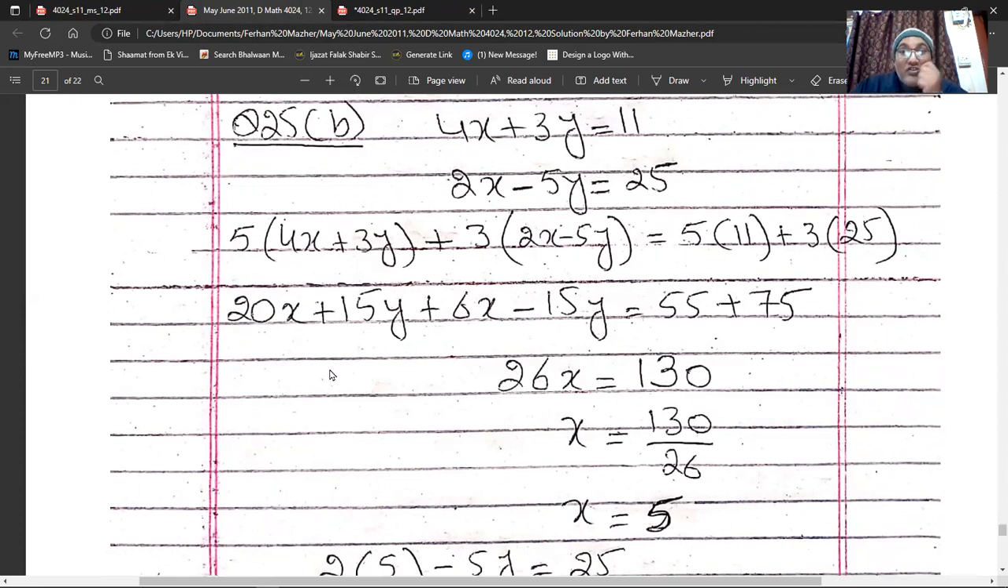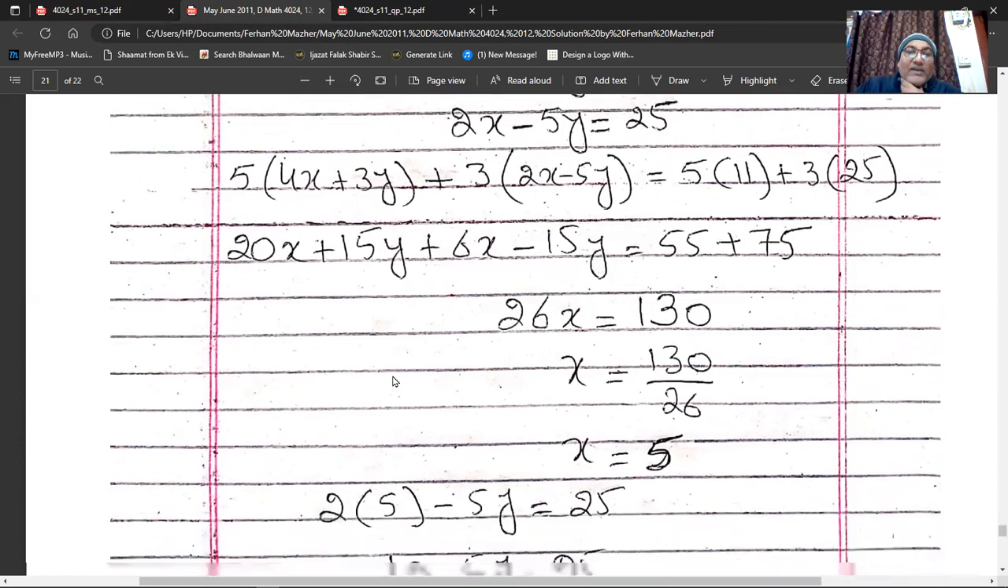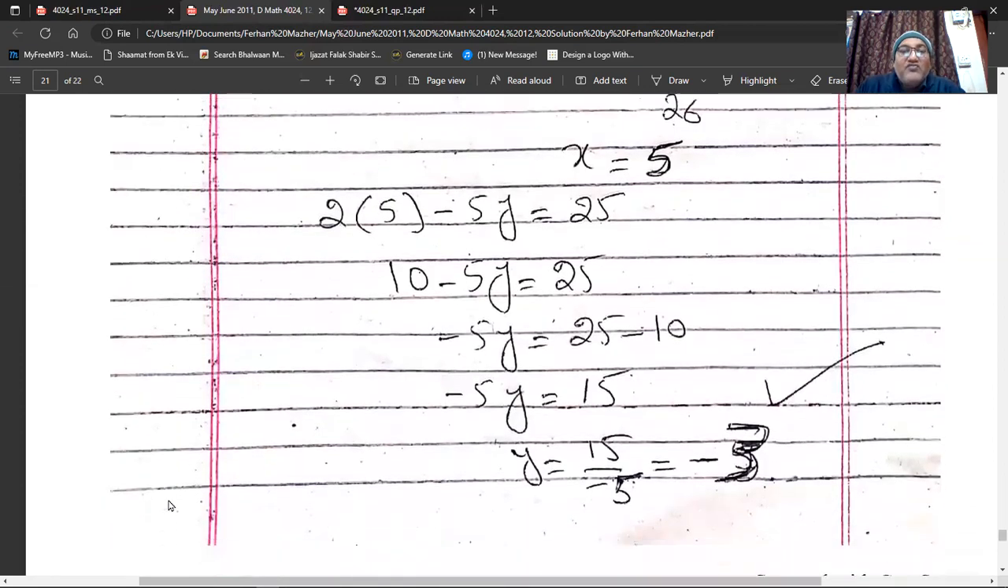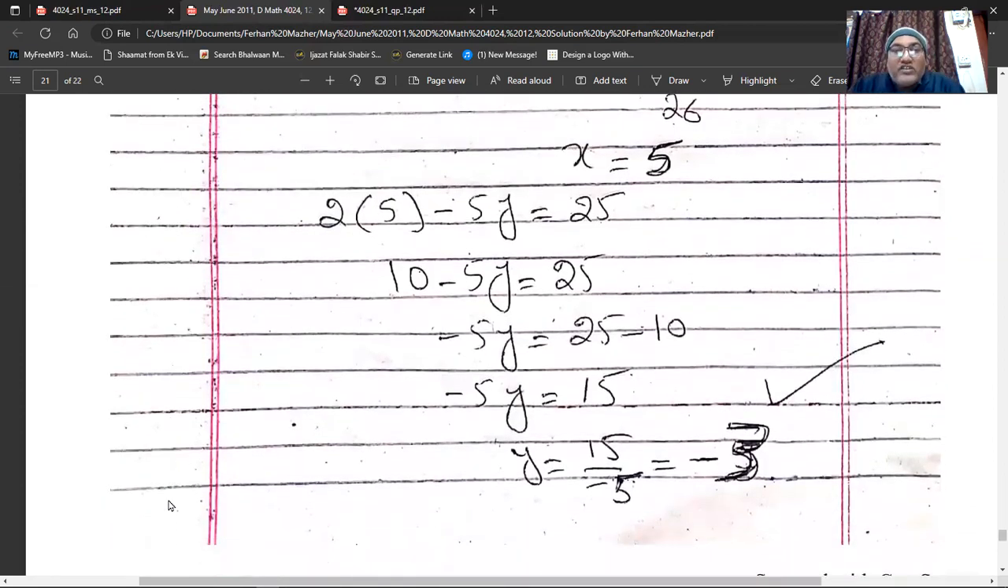Now, once you have the value of x, which is 5, I will substitute x equals 5 in any of these two equations. So I'm going to put x equals 5 in the second equation. So I will have 2 into 5 minus 5 into y equals 25. So this will be 10 minus 5y equals 25. So minus 5y will be equal to 25 minus 10. So minus 5y will be equal to 15. So y will be equal to 15 by minus 5, and that will give you minus 3.